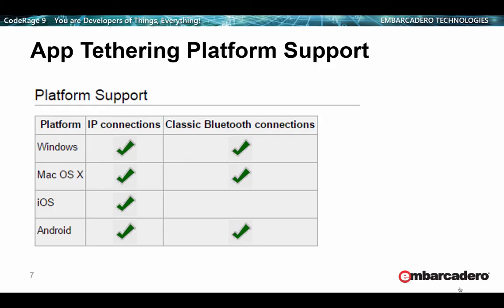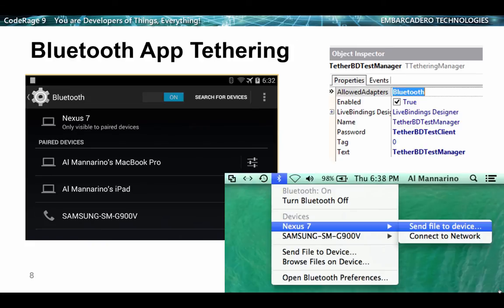So as we see on this chart, with the exception of no classic Bluetooth connections on iOS, App Tethering is supported on the 4 major platforms, Windows, Mac OS X, iOS, and Android for both IP and Bluetooth. And for Bluetooth App Tethering, I'll remind you that the only change you need to make is to switch the allowed adapters property from network to Bluetooth on your Tethering Manager component. You will need to make this change to the Tethering Manager component on all tethered apps.